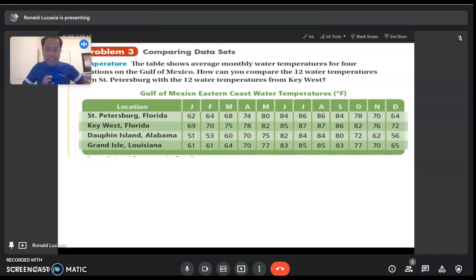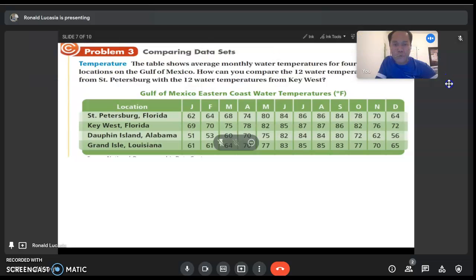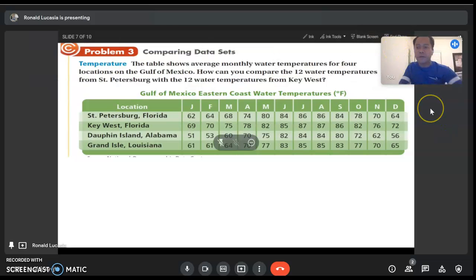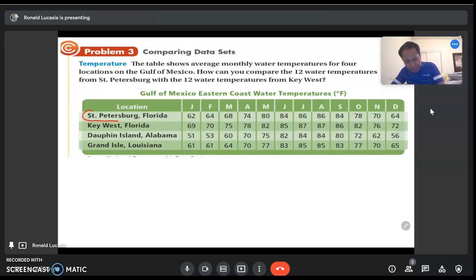Okay, so the next problem will be comparing data sets. The table shows the monthly water temperature for 4 locations in the Gulf of Mexico. How can you compare the 12 water temperatures from St. Petersburg's with the 12 water temperatures from Key West? So we're gonna compare St. Petersburg's and Key West. So this is St. Petersburg's and then Key West.